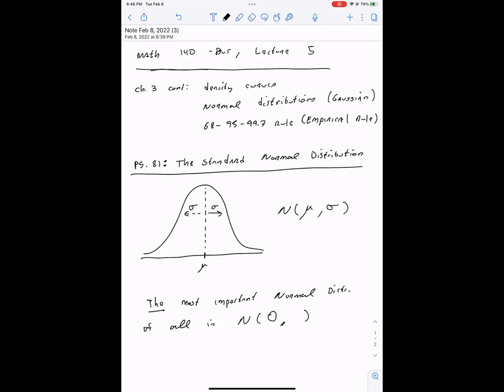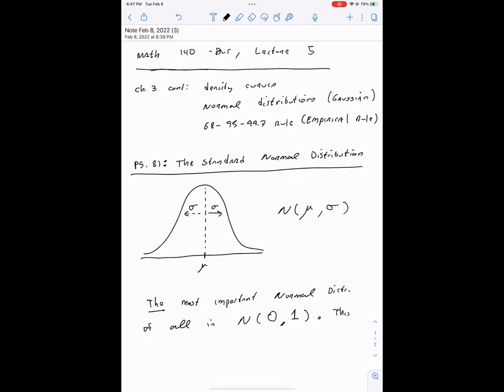Numerically, one. Well, zero is easier, but it can't be zero because then I won't have any spread. Well, yes, but it won't be normal either. I still need to have the shape. So the most important normal distribution of all is N of 0, 1.